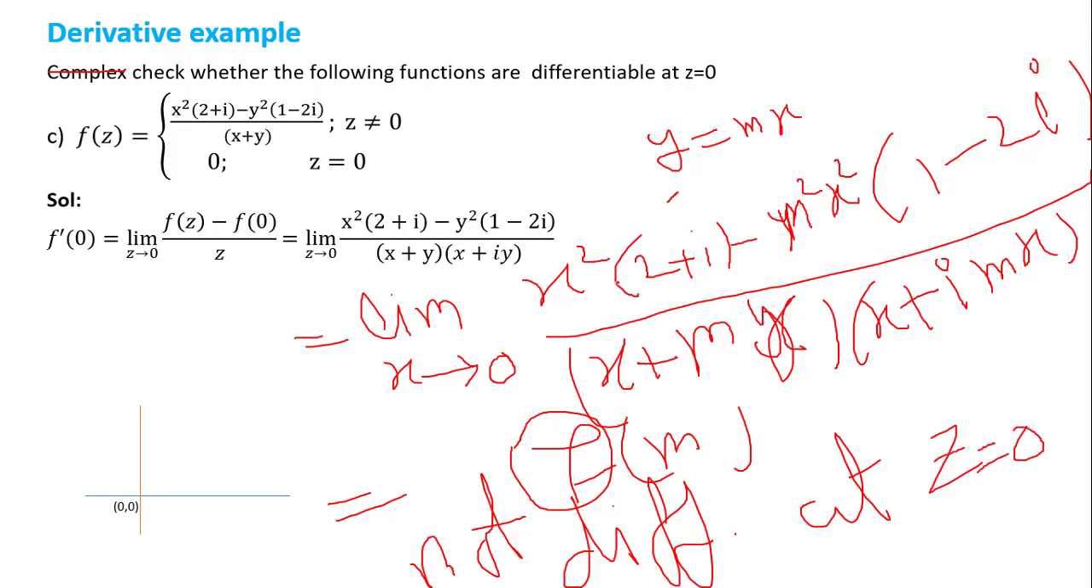You can try it, very simple. This x square you can take common from here, and you will get here (2 plus iota minus m square into (1 minus 2 iota)) divided by (1 plus m) into (1 plus im). So this is dependent on m. For different values of m, we will get different limits. So the limit does not exist. Since this limit does not exist, f dash 0 does not exist. So it is not differentiable at z equal to 0.